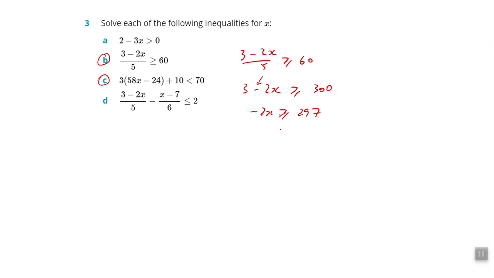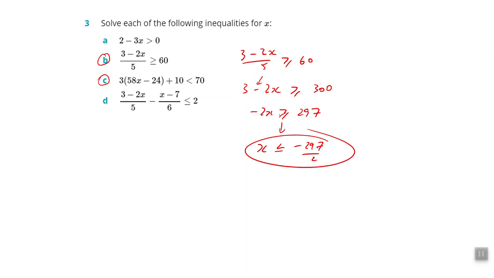Now, this is the step where the inequality sign changes, because we're going to divide both sides by -2 to isolate the x. So the direction of the sign changes, and you've got x less than or equal to -297 divided by 2. So that's your final answer.